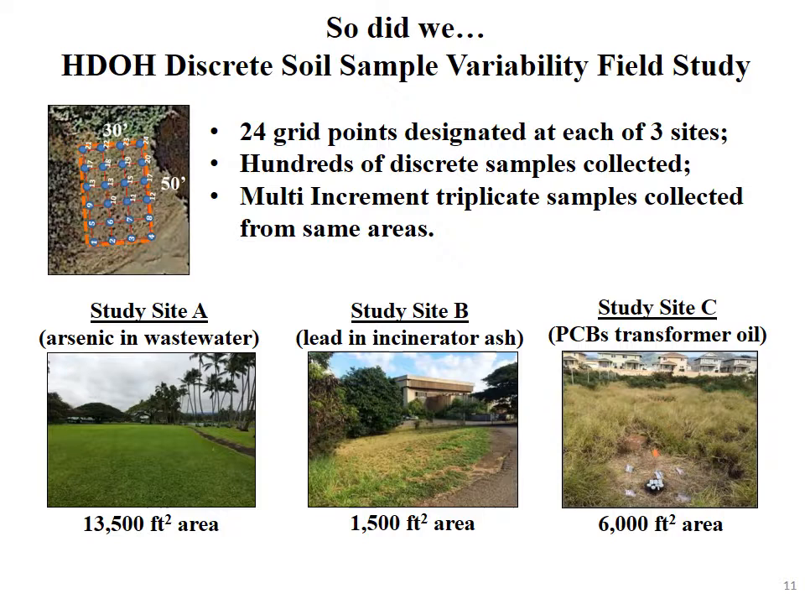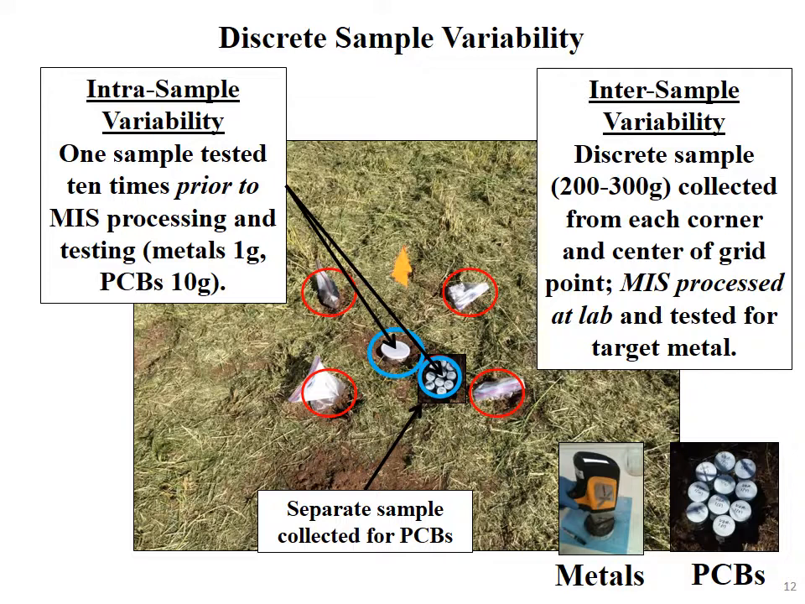So again, at each site, we designated 24 grid points. And at each grid point, we wanted to look at two things: variability within a single sample and variability within co-located samples. For variability within a single sample, we refer to this as intra-sample variability. One sample from the site was tested 10 times prior to processing and testing in the laboratory. For the metal sites, the lead and arsenic, we would collect one undisturbed discrete sample at the grid point, and then we would test it 5 times on top and 5 times on bottom with a portable XRF. The XRF tests about 1 gram of soil, so it's very similar to what a laboratory might do also.